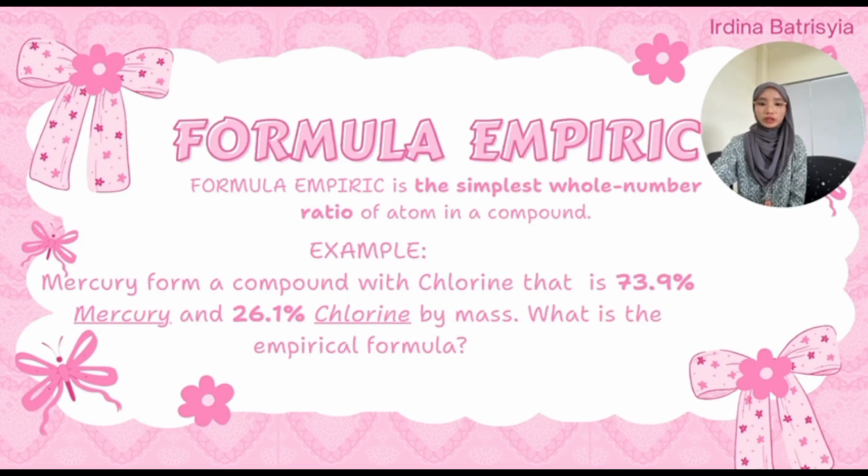Mercury forms a compound with chlorine that is 73.9% mercury and 26.1% chlorine by mass. What is the empirical formula?